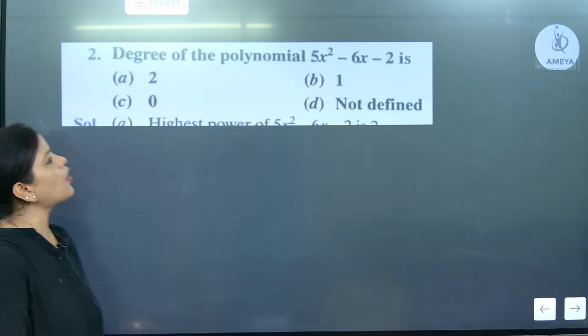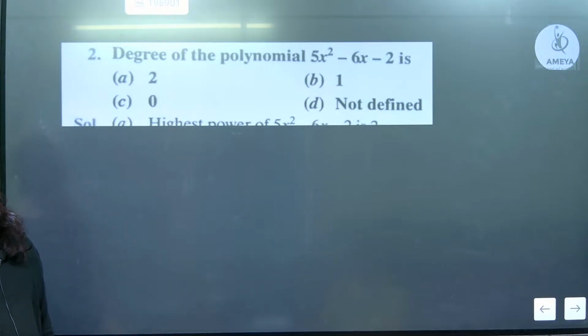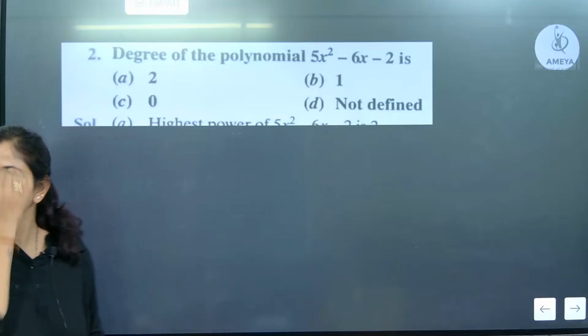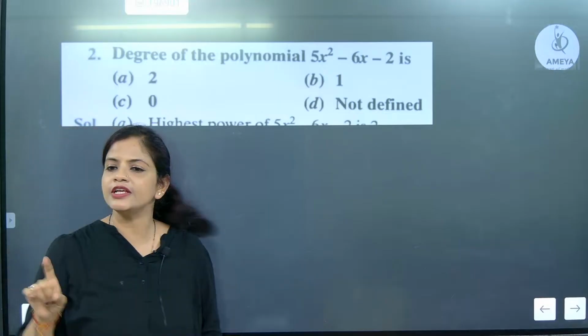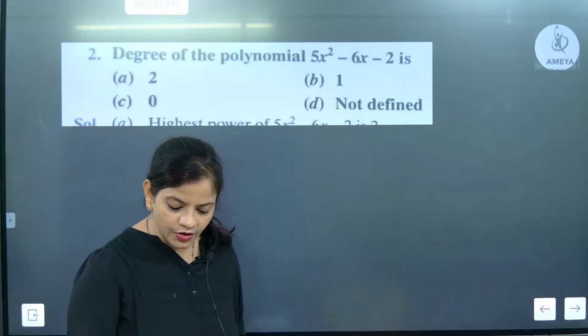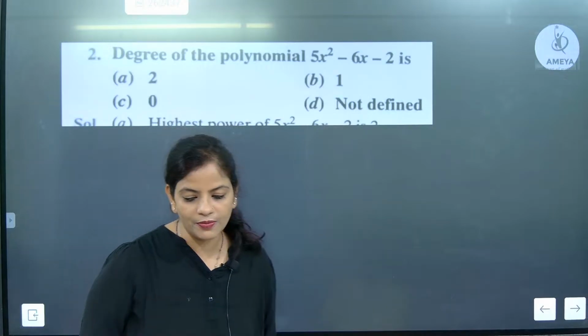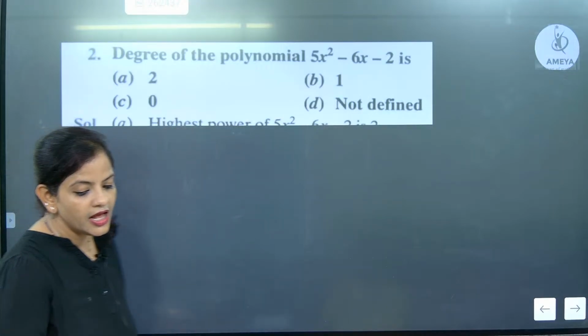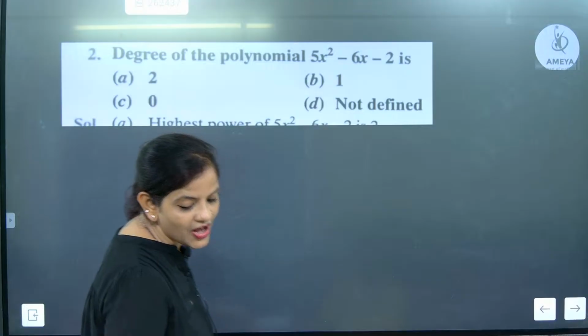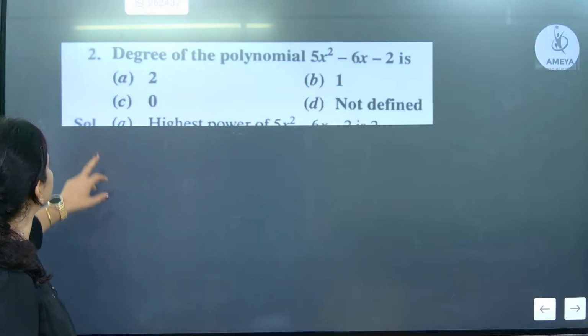Degree of a polynomial. What is the maximum degree of the polynomial here? Check the highest degree. What is the highest degree? 2. So highest degree is 2. So it is what type of polynomial? Can you tell me? Quadratic polynomial. Very good. Answer is correct, Sharon. Everyone please kindly give answer as fast as possible. So the correct answer is 2.